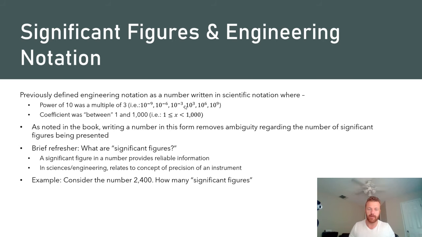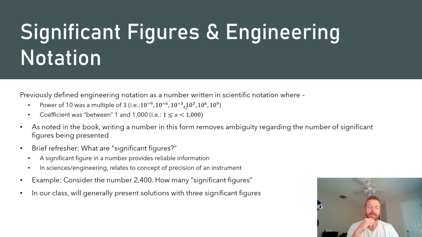If only 2 are significant, we'd write it as 2.4 times 10 to the third. If 3 are significant, we'd write it as 2.40 times 10 to the third, and so on and so forth. So in our class, when we present results, particularly when you enter them into the Pearson software for your homework, we're generally going to use 3 significant figures, or sig figs, unless told otherwise.